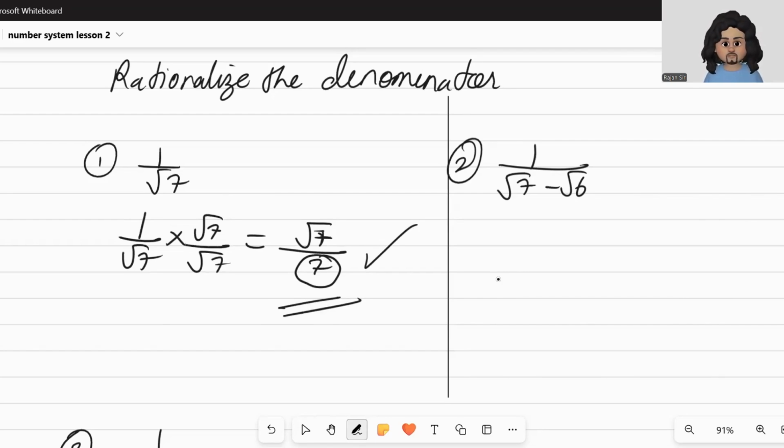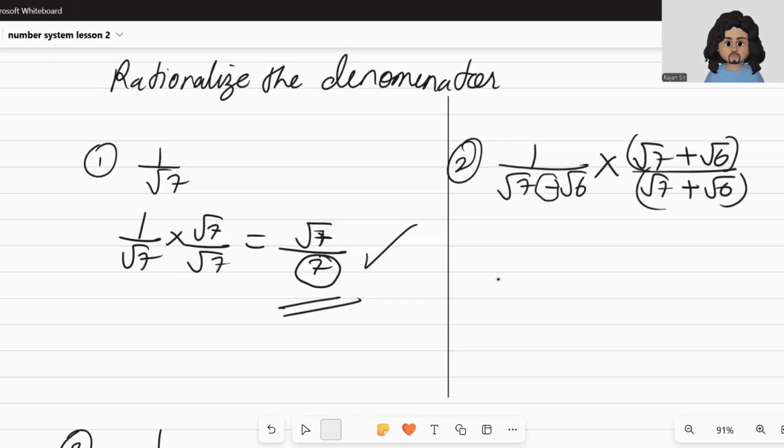Let's go to this one. Now this has a binomial, root 7 minus root 6. Both have the root. Okay, in this case, you need to multiply with the conjugate. The conjugate will be the same number, just change the sign of the middle section. So we have root 7 plus root 6 upon root 7 plus root 6. As you can see, 1 into root 7 plus root 6 will be root 7 plus root 6.